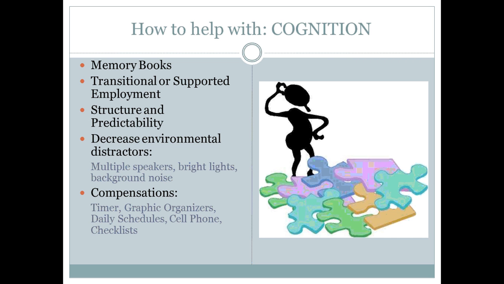Also, we should decrease environmental distractions, which can decrease attention and behavioral problems. We could close the blinds, ask for only one person to speak at a time, and keep the lights dim. We can also use compensatory strategies that are helpful, such as a timer or alarm, graphic organizer, daily schedule, cell phone, or checklist to help them complete activities.